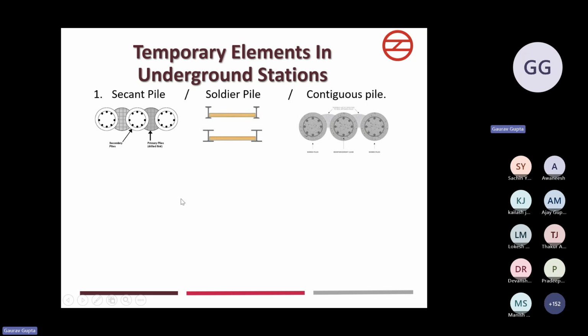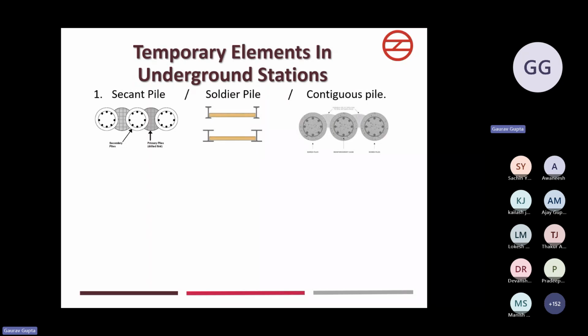So in short, the secant pile system has to be used where the groundwater table is higher, and we can use the soldier pile or contiguous pile system where the water table is lower than our excavation level. In that scenario, we can use the soldier pile and contiguous pile system.